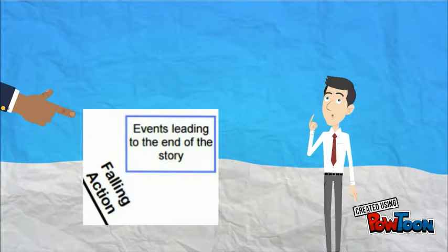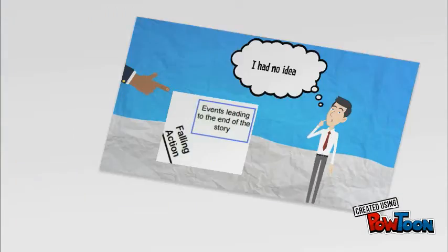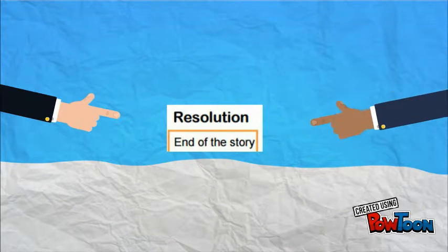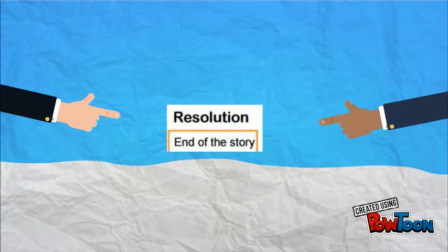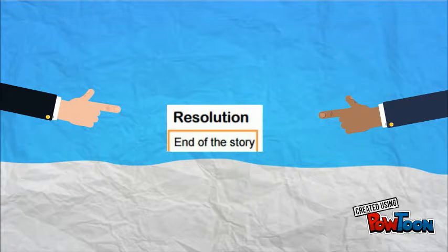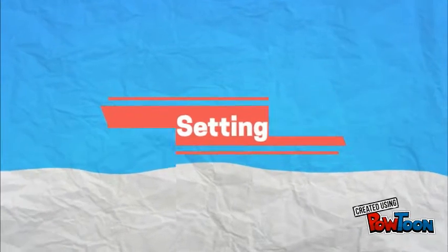Falling action are the events leading to the end of the story. In Homage, the falling action is the last moments of guilt, whereas for The Best Man to Die, it is when the clues begin to fall into place and the suspects get narrowed down. The resolution is the end of the story. In Homage, it is when the assassin kills herself, but in The Best Man to Die, the resolution is when they discover the murderer.